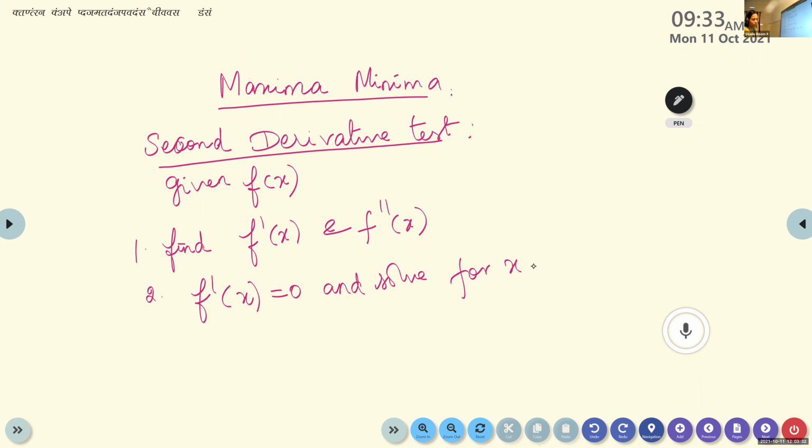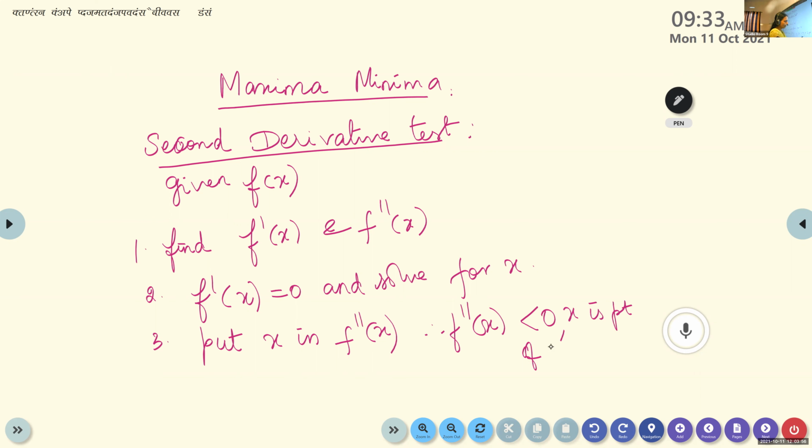After finding x, what do you have to do? We have to substitute the x value in f double dash of x. If f double dash of x is positive, then x is a point of minimum. Are you having the notes with you? Open it. And if f double dash of x is greater than 0, if it is positive, then x is a point of maxima.